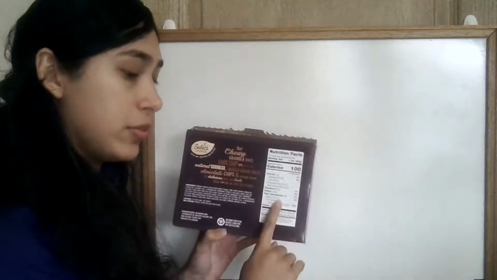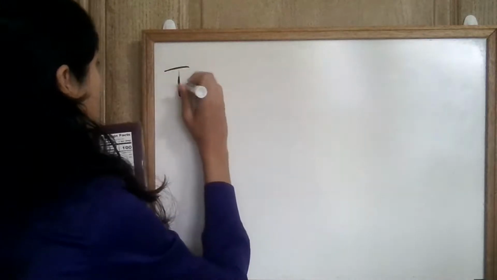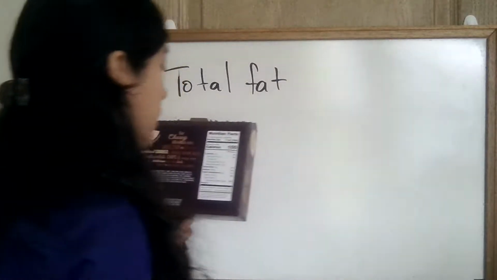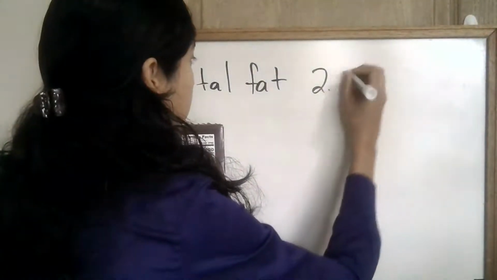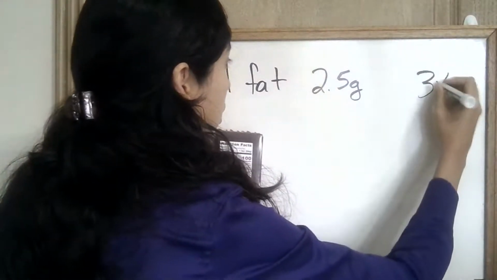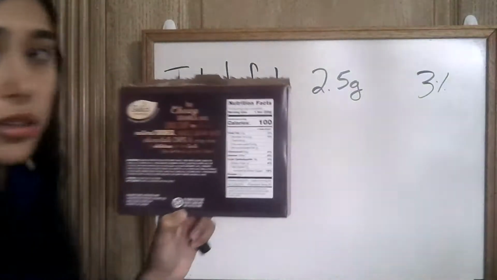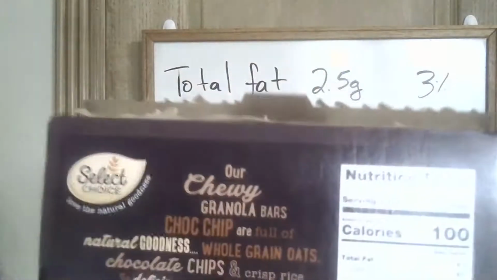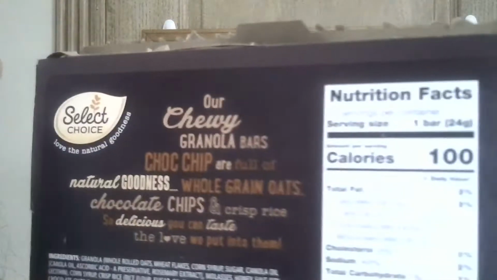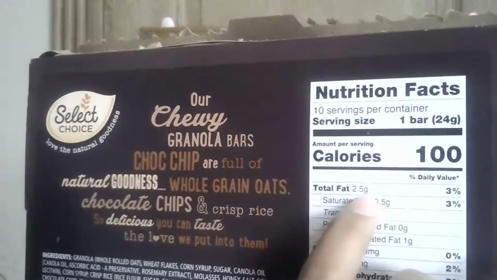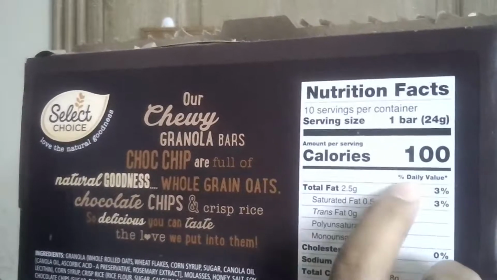And you see on the nutrition label the total fat. It's going to give you two different values. It's going to say 2.5 grams, and then right here, it's going to say 3%. There's a little heading right here that says percentage of daily value. So even though it's 2.5 grams, it is 3% of your daily value.